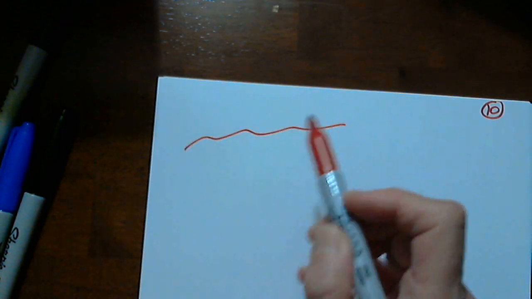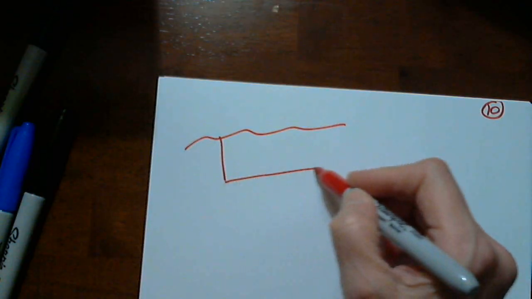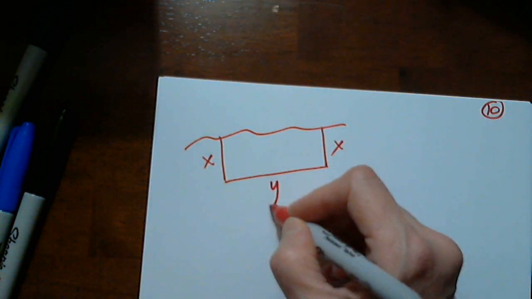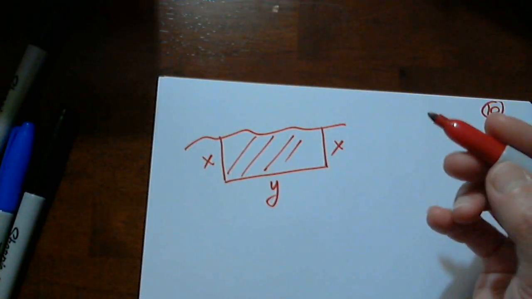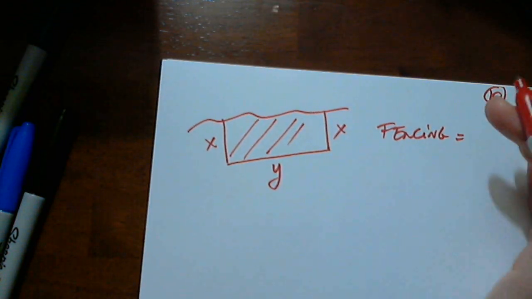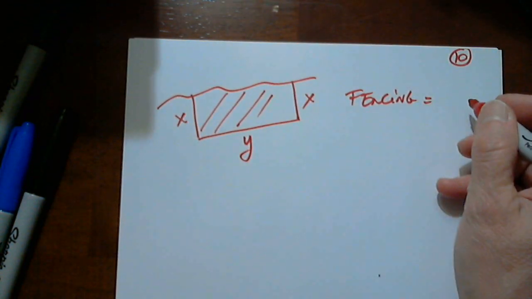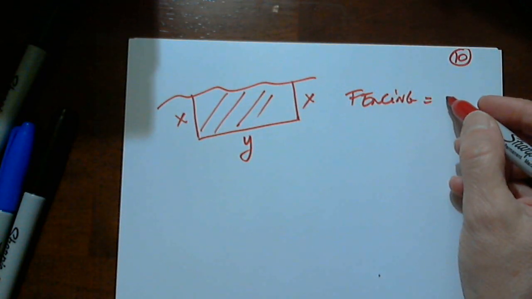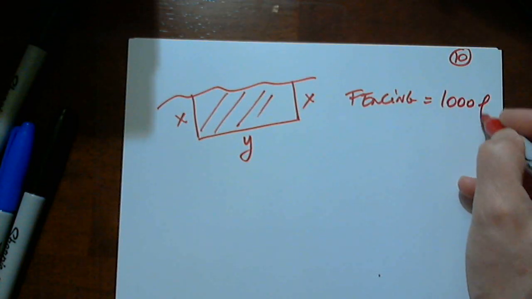So, a very simple situation in which, if you remember, we have a farmer who has a rectangular plot bordering on a river, and this is x, and this is x, and this is y, and he has, let's say, fencing. Give me a number. How many feet of fencing? Any number you want. I'm going to say 1,000.